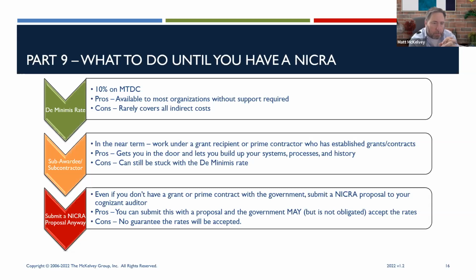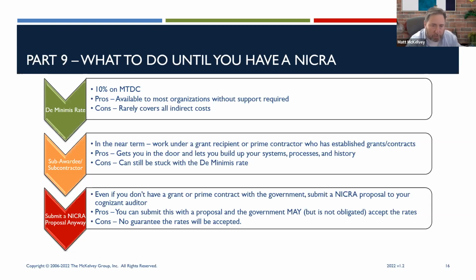Now, the third option is what I recommend to anyone that is going to pursue work with the federal government and wants to be a prime contractor or grant holder that doesn't have one yet and has done all the prerequisites to have a system in place. I like to go ahead and calculate my indirect costs and submit a NICRA proposal anyway, recognizing the government will not negotiate something. So you don't have an agreement, but you submit a proposal.